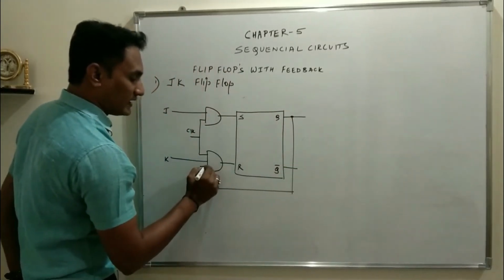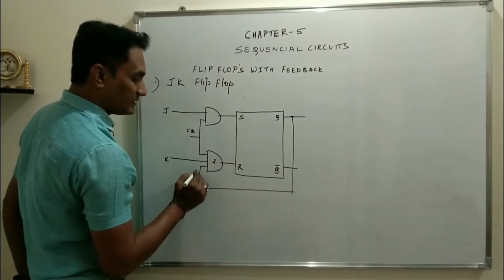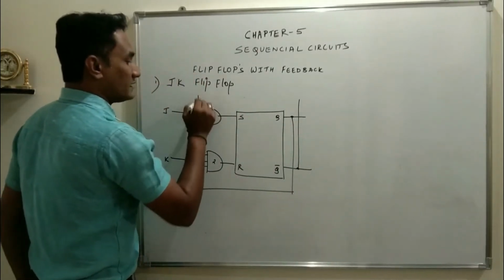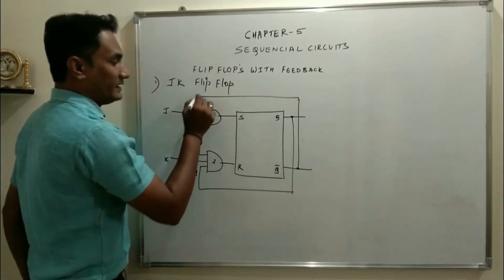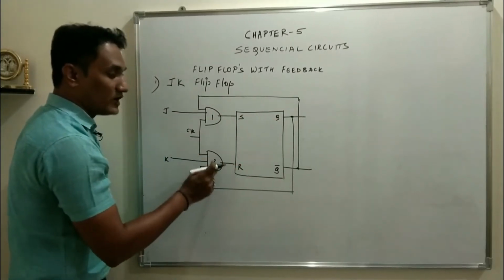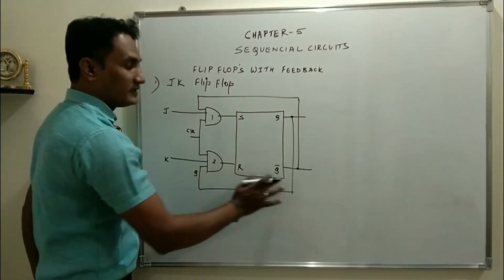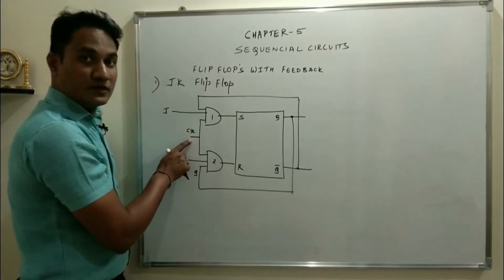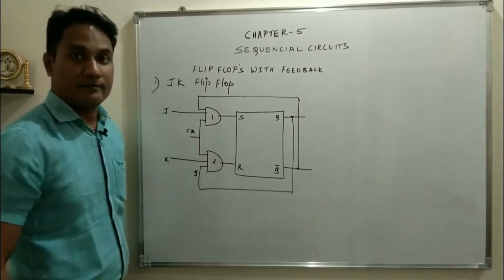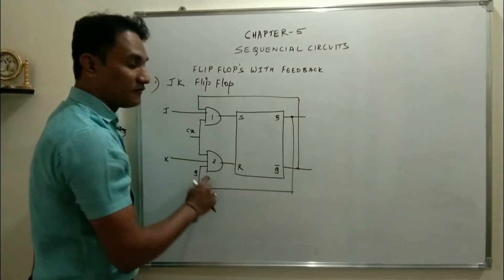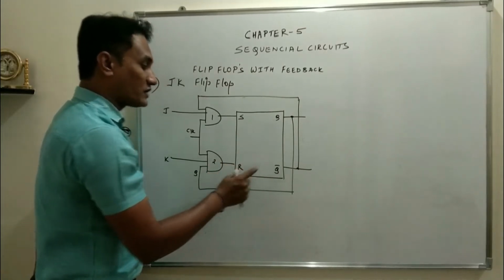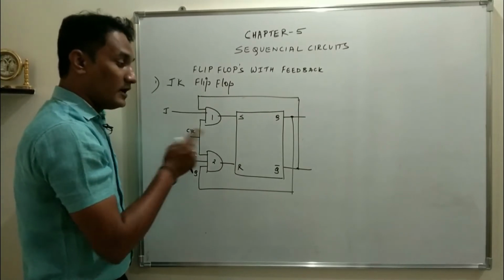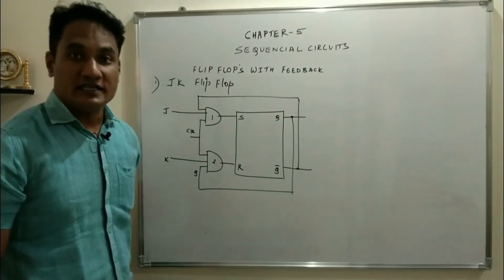Q output is connected as input to the second AND gate. This is Q now, and Q bar output is connected as input for the first AND gate. So this is feedback. Now, of course, if you don't consider this feedback, then Q and Q bar would definitely be dependent upon clock, J and K. But now, as we have connected the feedback, Q and Q bar are of course controlled by clock, J and K, but they also depend upon their own initial condition.